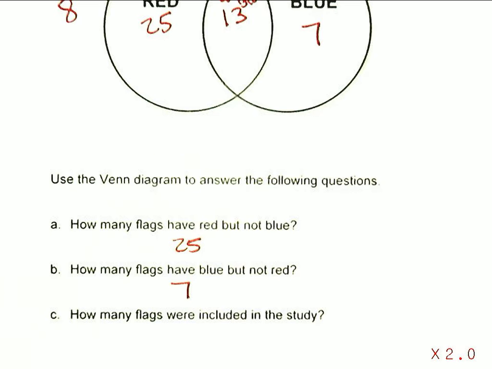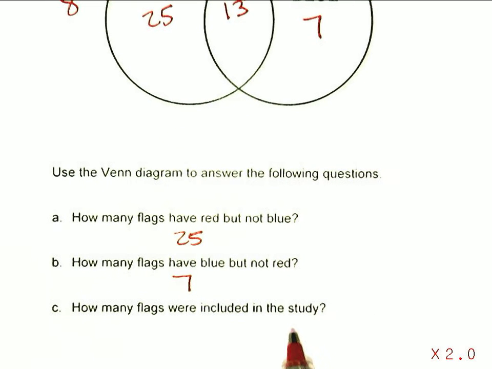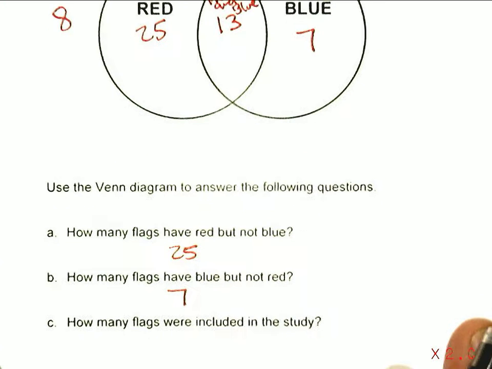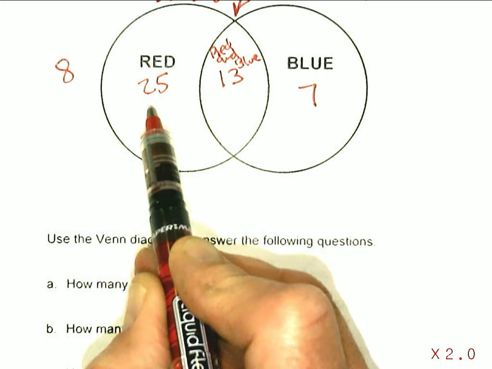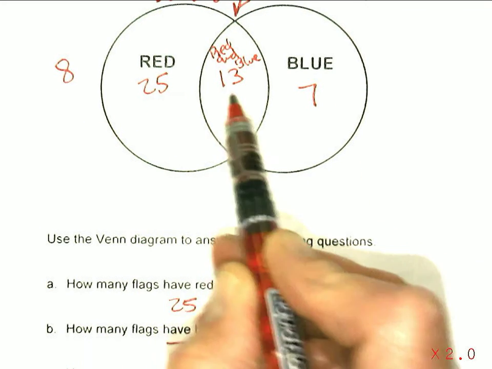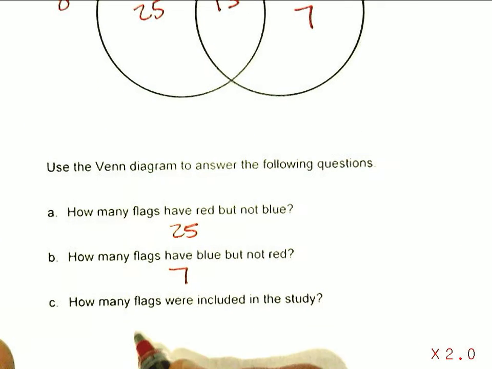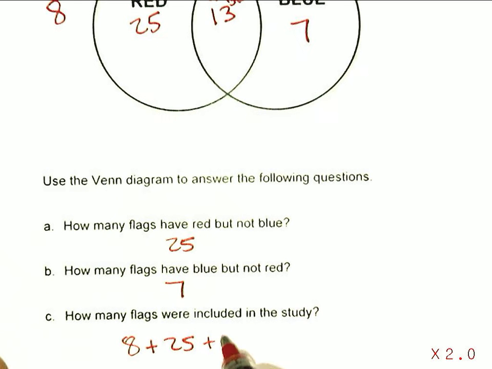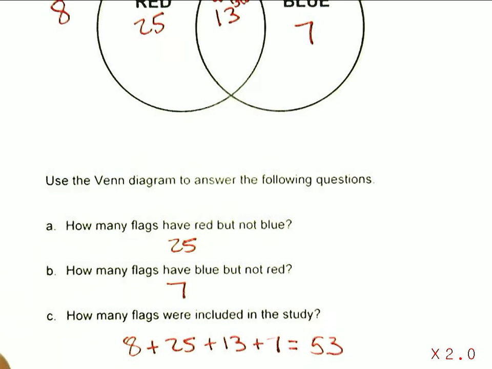And then now an interesting question, because we weren't given this in the beginning. How many flags were included in the study? So if we look at the total number, in this case, we have to take all of the different parts. We have the 8 that had neither. We have 25 just red, 13 that have both, and 7 just blue. So we got to put all of those together to find out how many we actually started with. So we have the 8 plus the 25 plus 13 plus 7. And so altogether that makes 53 flags that were included in the original study.